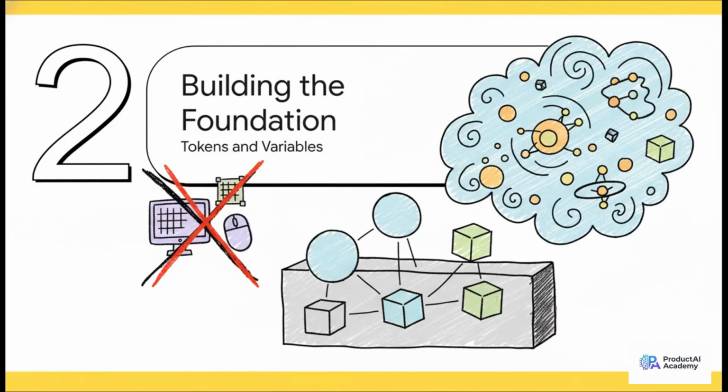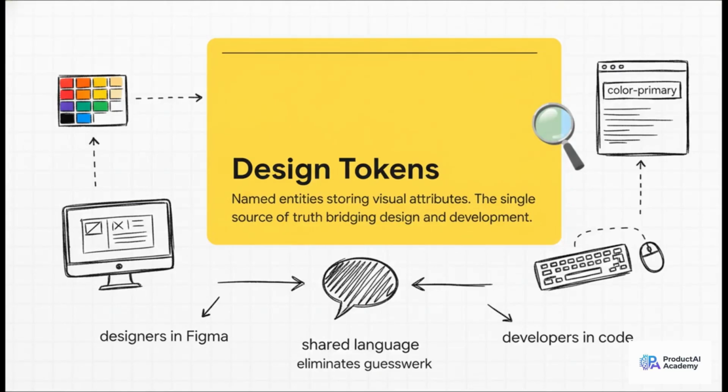Okay, so how do we actually build one? Well, we have to start at the foundation, and this is going to require a pretty big mindset shift. You've got to stop thinking in pixels. Instead, you need to start thinking in tokens and variables. Think of them as the subatomic particles of your entire design system. Design tokens are, without a doubt, the absolute core of any modern system. So instead of using a random hex code, like, say, #3b82f6, you create a named entity, something like color primary. And that name becomes the single source of truth for everyone, for designers in Figma and for developers in their code. It creates a shared language, which completely eliminates all the guesswork.